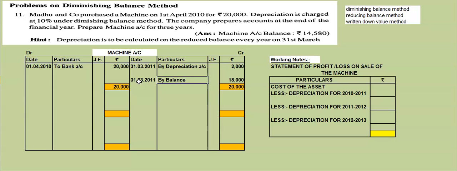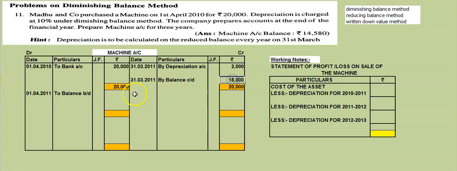By balance carried down. C by D is carried down. From here, next year. This is the first year. Next year is what? After 31st March 2011, the next date will be 1st April 2011. To what? What we have done? To balance, to balance brought down. How much is the balance brought down of last year?